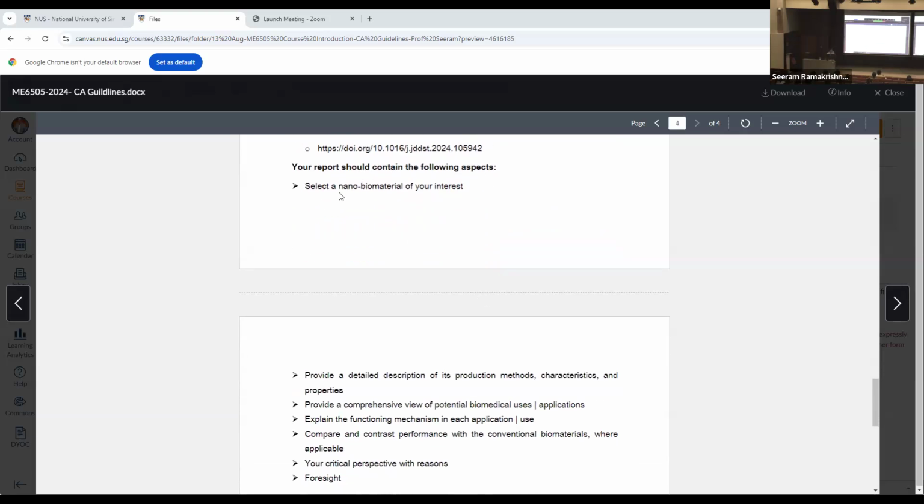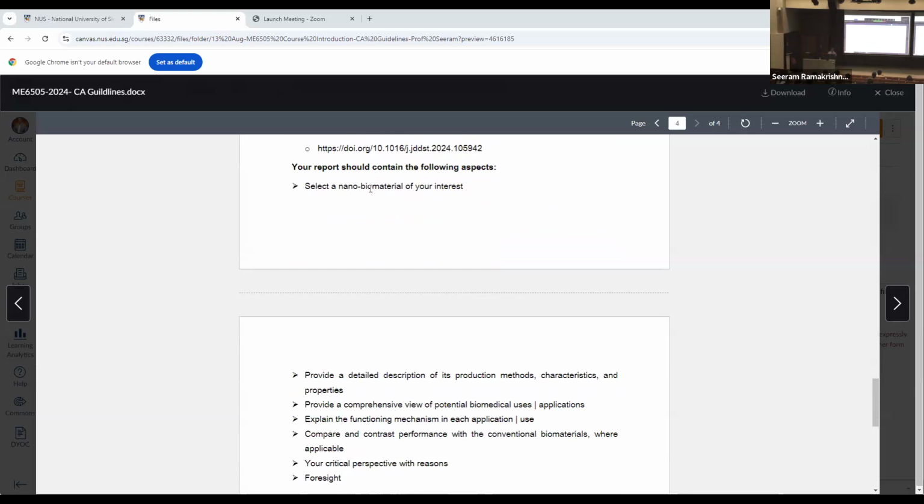And then there are some examples. The idea is you select a nanobiomaterial. You remember, I showed different types like metals, ceramics, polymers, composites. But if you look for a specific biomaterial, there would be specific chemistry.